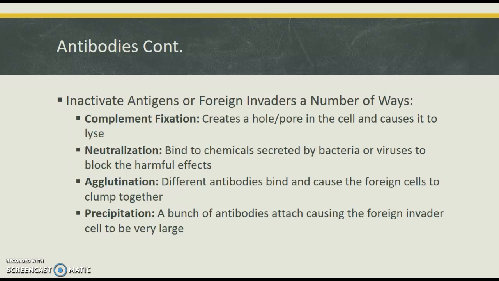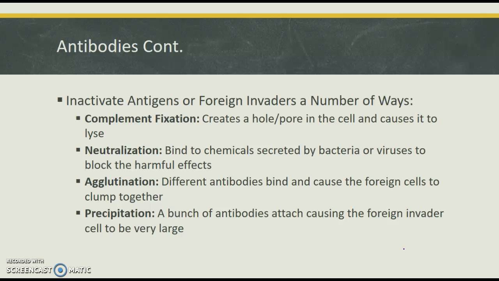So let's keep talking about antibodies. Antigens and foreign invaders can be inactivated by antibodies in tons of different ways. First is called complement fixation. The antibodies will create a hole or pore and cause the cell to lyse. Neutralization, which is when they bind to chemicals that are secreted by bacteria and viruses to block the harmful effects. Agglutination, which means that they bind and cause the foreign cells to clump together. And then precipitation, which is when a bunch of antibodies attach, causing the foreign invader cell to be very large and more recognizable by the types of lymphocytes that can come and destroy it.